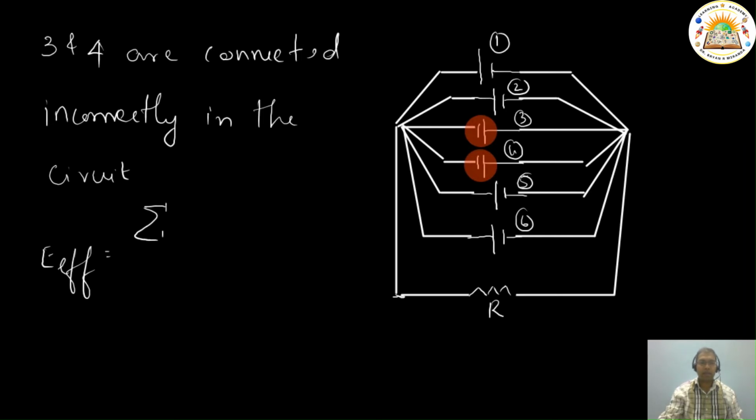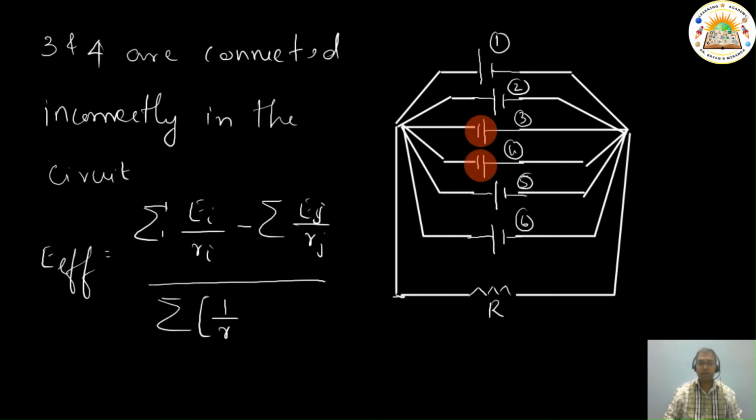Now, since they are connected incorrectly in the circuit, we have to calculate what is the E effective. So the E effective in this case can simply be taken like this: sigma EI by Ri minus sigma EJ by Rj, whole divided by sigma of 1 by Ri plus 1 by Rj. So what I've done is I've taken both into consideration.